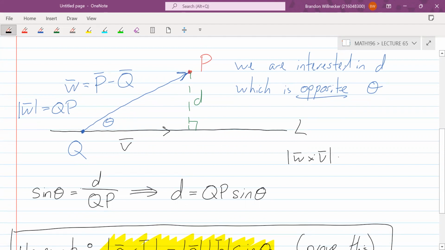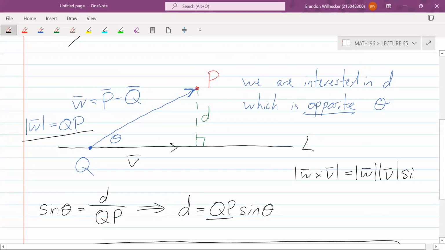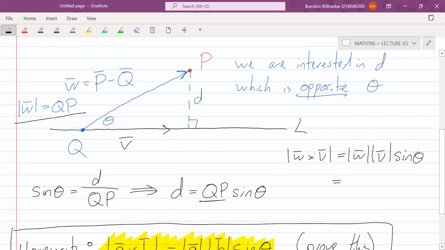W cross V. This is going to be the length of W, which is our QP. Okay, that's what we wanted here. This QP there, that's what we wanted. Times the length of V sine theta. Or we can write this as the length of W, we said that was QP, QP times the length of V sine theta. Okay, so that's W cross V.